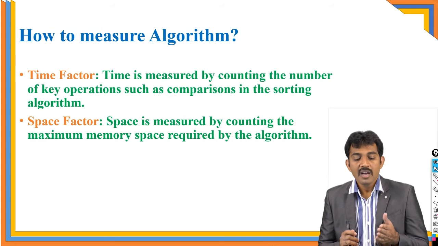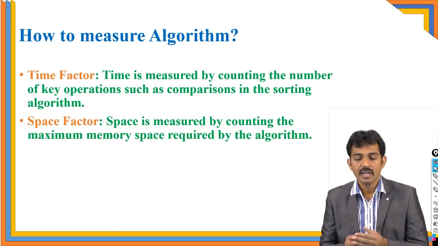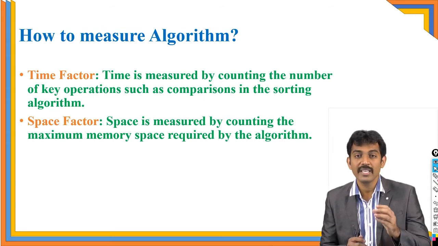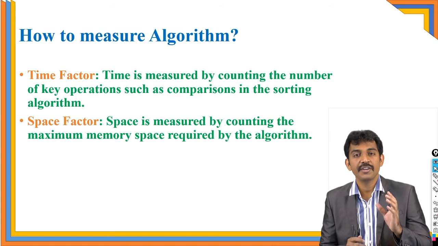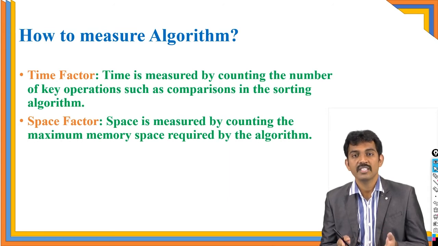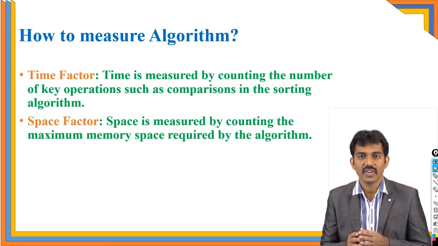And space. Space is measured by counting the maximum memory space required by the algorithm. So how many variables are required to store the data? Each variable counts as one unit of space. Then it is called the space complexity, or space factor.